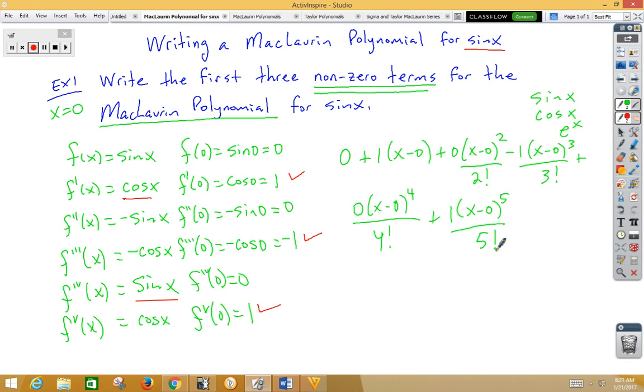If we get rid of all the 0 terms because we need non-zero terms, then what we're left with is 1x minus 1x cubed over 3 factorial plus 1x to the 5th over 5 factorial.